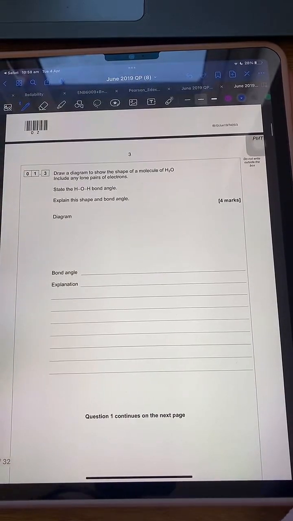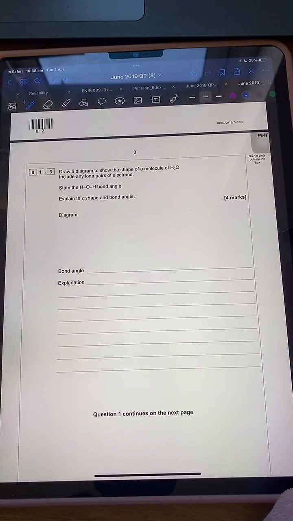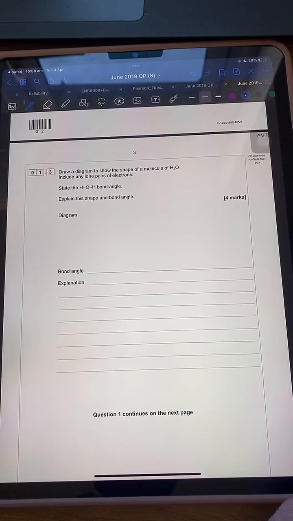Next one's bond angles. Okay. So the next one's asking us, draw a diagram to show the shape of a molecule of water. Include any lone pairs of electrons. State the HOH bond angle. Explain the shape and bond angle.